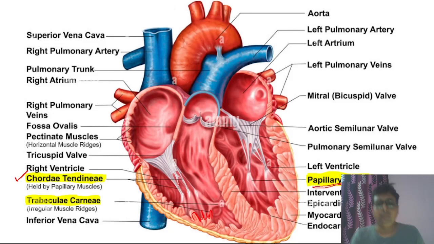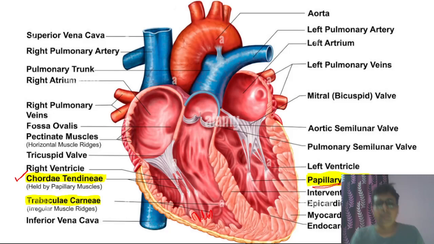So we have to remember these three terms. One is the chordae tendineae, which are cord-like structures that arise from the valve and are attached to the papillary muscles. Papillary muscles are finger-like muscle projections present in the heart. Then we have trabeculae carneae, irregular muscle ridges. So these three terms we have to remember. Okay, I hope you are understanding this topic.